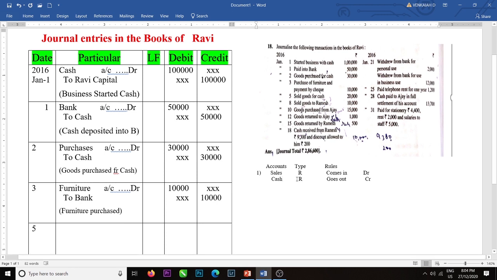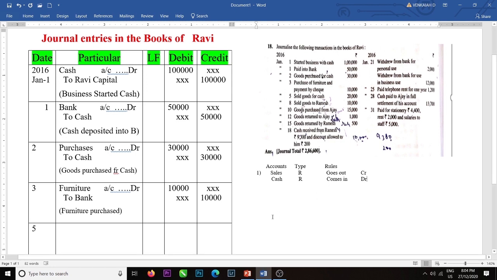When I sold goods, goods are going out. Goes out is credit. So anytime you sold your goods, you are getting cash. Cash is coming into your business, or Ravi's business. Comes in will be debit.